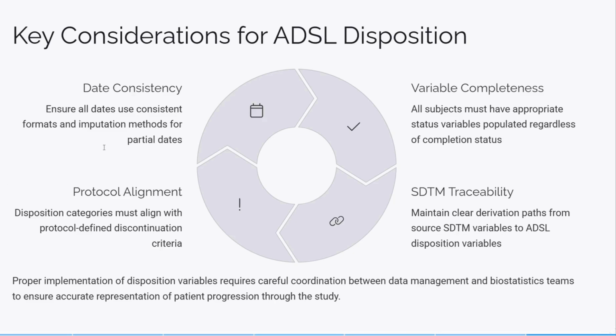Basically here we have data consistency. Ensure all dates are used in consistent formats, and imputation methods for partial dates. And variable completeness: all subjects must have appropriate status variables populated regardless of the completion status. And protocol alignment: disposition categories must align with the protocol-defined discontinuation criteria. And SDTM traceability: maintain clear derivation paths from source SDTM variables to ADSL disposition variables. The proper implementation of the disposition variables requires careful coordination between data management and biostatistics teams to ensure accurate representation of the progression through the study.